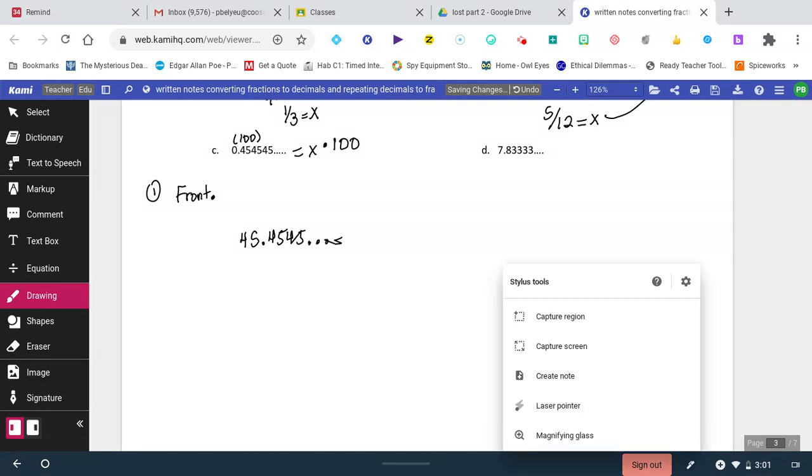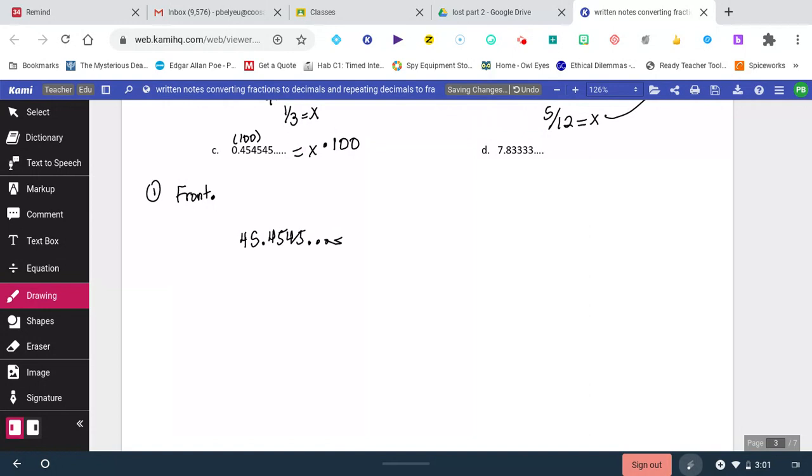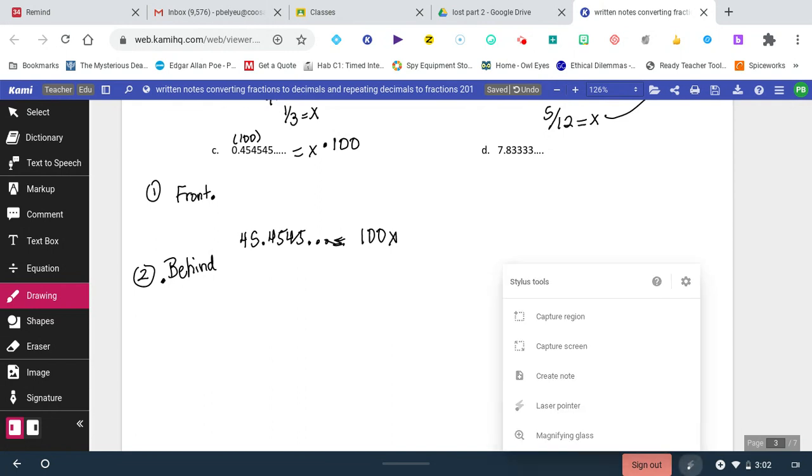Okay, and then over here it's 100 times x, so that's 100x. Okay, now I need to get the repeating part behind the decimal. So you ask yourself, go back up here, what's repeating? 4, 5. 4 5s behind the decimal.